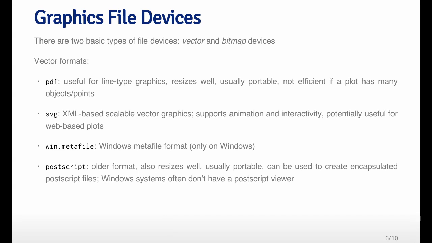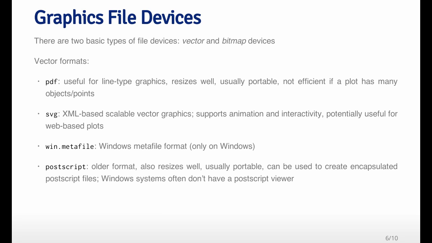So when it comes to graphics file devices, there are basically two broad categories of devices. One is called vector devices or vector formats, and the other is called bitmap. Vector formats are most useful for things like line graphics. So if you have a scatter plot and maybe you draw a regression line through it, these are line graphics. They're not like natural scenes or images of photographs or things like that. And so these types of graphics are usefully generated using vector formats because they resize well.